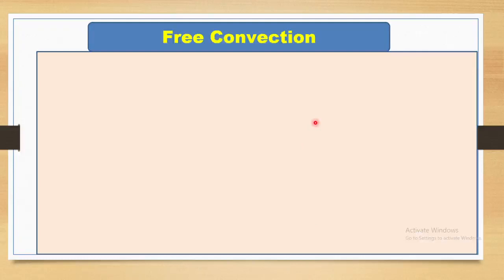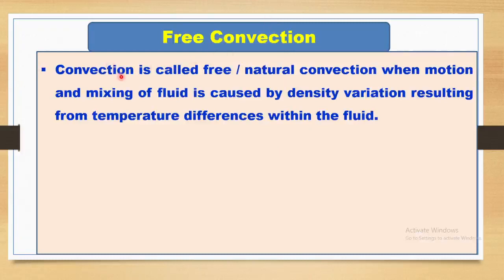So let us start our discussion with free convection. We know that convection is the mode of heat transfer by which heat transfer takes place preferably in fluid and powdery substance. And convection is called free or natural convection when the motion and mixing of fluid is caused by density variation that is resulting from temperature differences within the fluid or between fluid and solid surface.